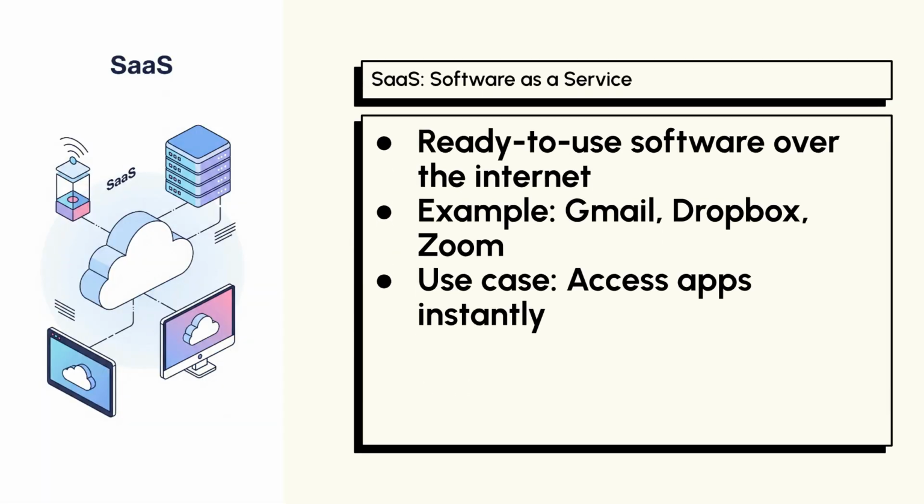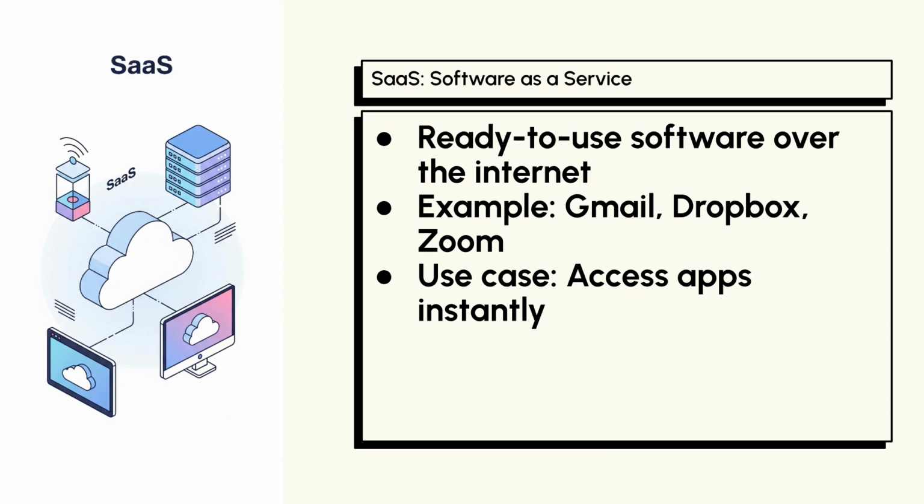Finally, SaaS, or Software as a Service. This is like staying in a hotel. Everything's ready for you to use. SaaS delivers fully functional software over the internet, like Gmail, Dropbox, or Zoom. You don't install anything, you just log in and start working. Businesses and individuals love SaaS for its ease. Think of a team using Google Docs to collaborate or Zoom for meetings. It's cloud computing at its most user-friendly, with no setup required.